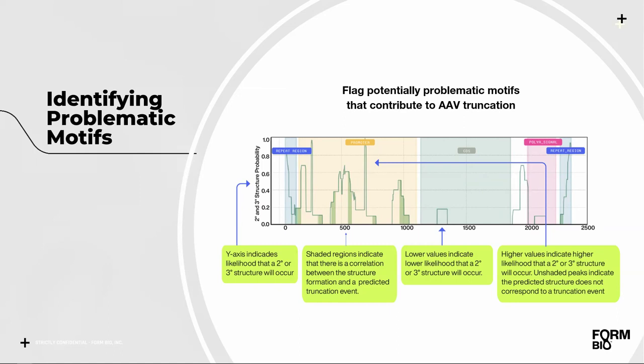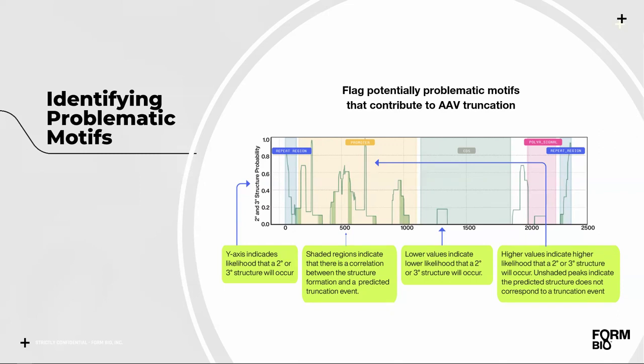And the ones in the shaded region are those that also correlate with the predicted truncation event. So we can flag these shaded motifs as problematic because you can imagine that when replication is happening and it's coming across these motifs, it is actually causing maybe replication fork stalling and it's falling off. And so it's not replicating through the entire payload that we intend to. And that's also going to cause partially filled capsids. And that's what we want to reduce.